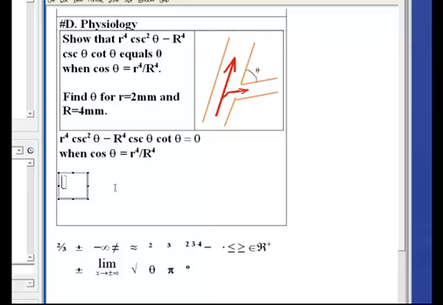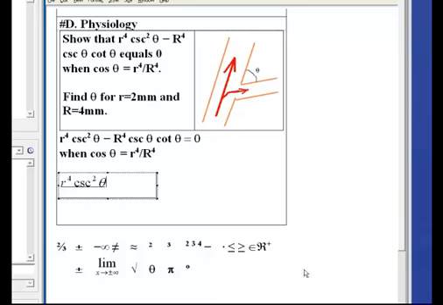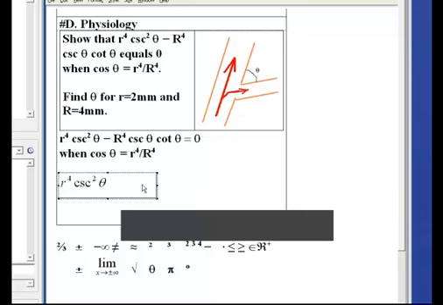application for trigonometry. So here we're going to have r to the 4th as the original equation, r to the 4th times cosecant squared of theta minus r to the 4th cosecant theta cotangent theta equals 0.